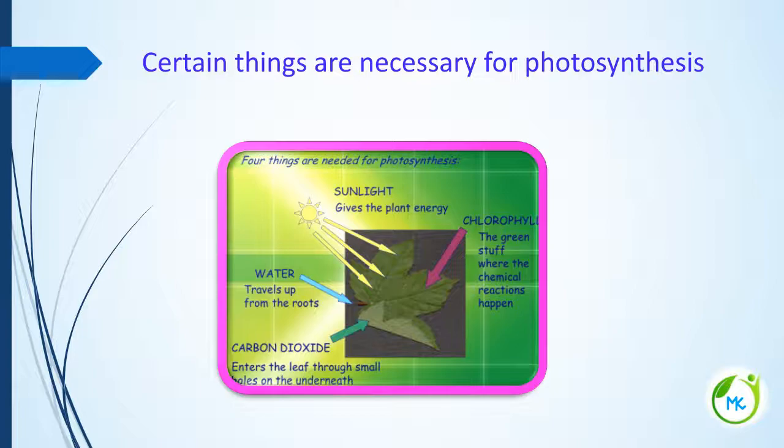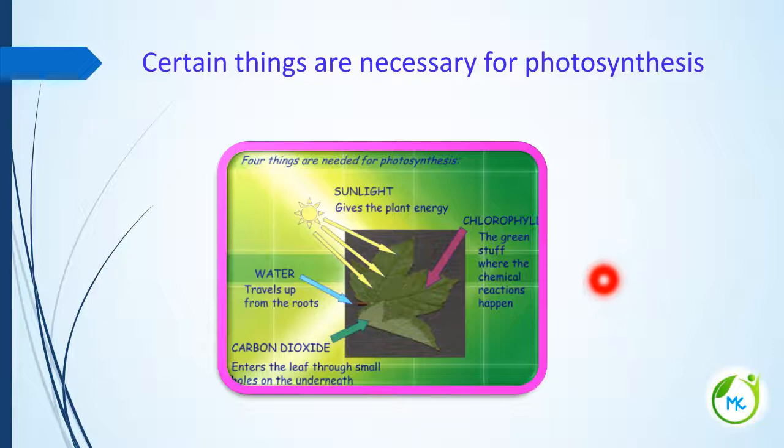The next requirement for the process of photosynthesis is carbon dioxide. So carbon dioxide is found in atmosphere. So the carbon dioxide gas enters the leaf through the small holes or the pores that are found on the under surface of the leaves called stomata. I'll tell you about stomata in the upcoming slide.